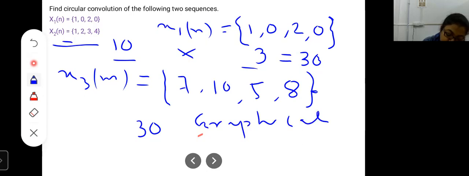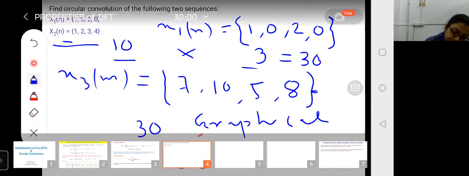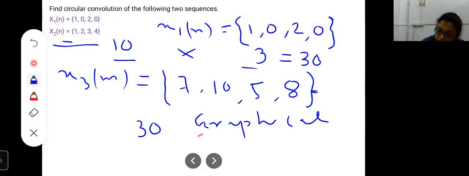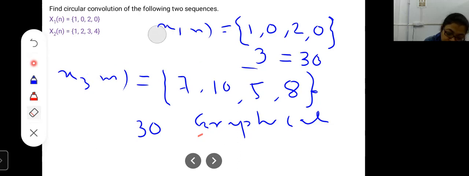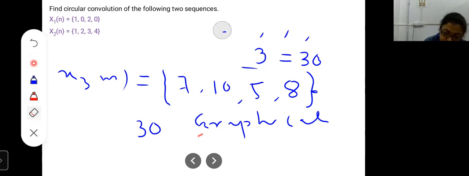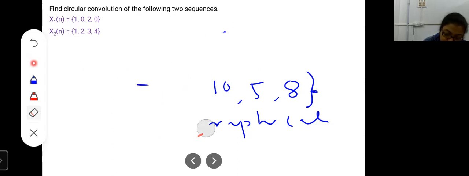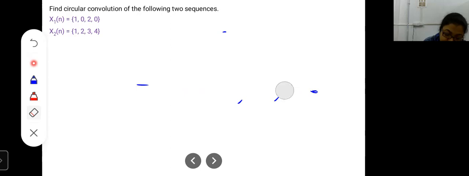This approach is called the graphical approach. The same thing you can also do using another method. That method is called the concentric method. Most of the books prefer this one because this is also easy. The same thing you can do using that concentric method.